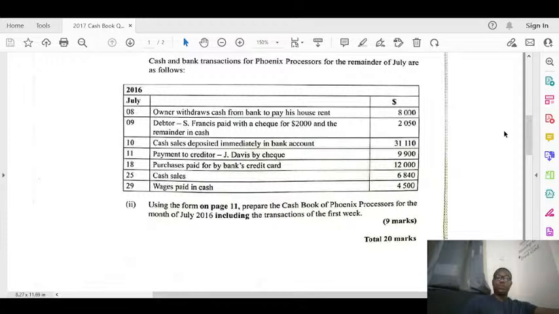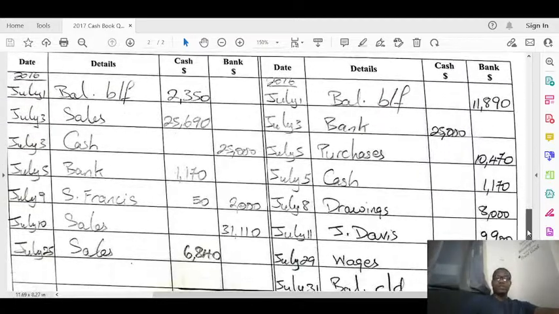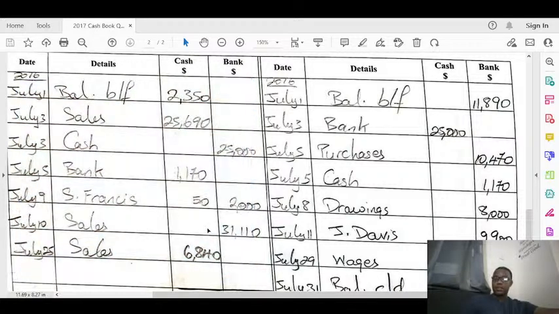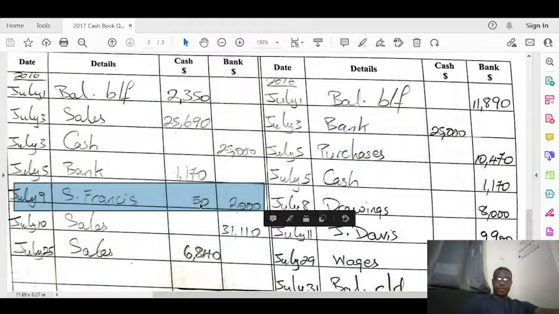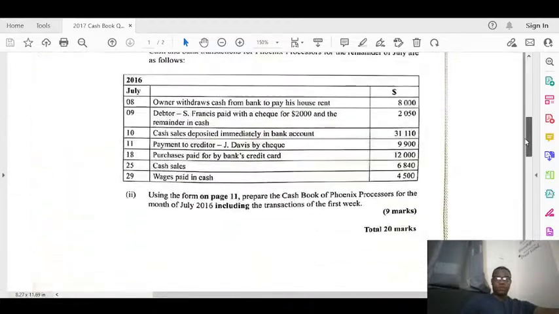So the cash account is receiving $50 while the bank account is receiving $2,000. And if these accounts are receiving, then it should be placed on the debit side, right? Because the debit side of the cash book is the receiving side. So here we go. July 9, S. Francis, right? Cash is receiving $50. The bank account is receiving $2,000. Just like that, right? Simple one too.